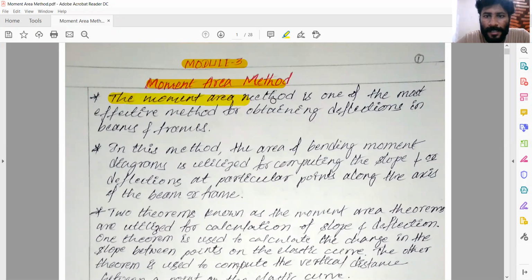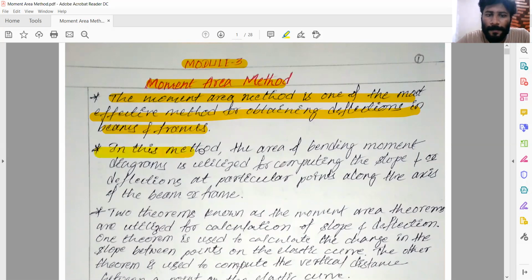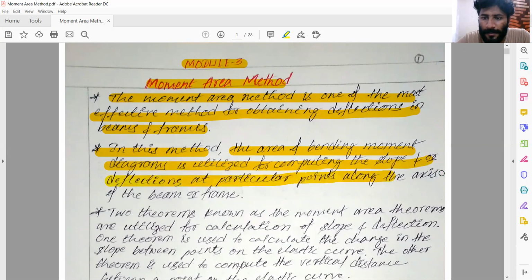The moment area method is one of the most effective methods for obtaining the deflections in beams and frames. In this method, the areas of bending moment diagrams are used to determine the slopes and deflections. So that's what is given in this statement. The area of the bending moment diagram is utilized for computing the slope or deflections at particular points along the axis of the beams.